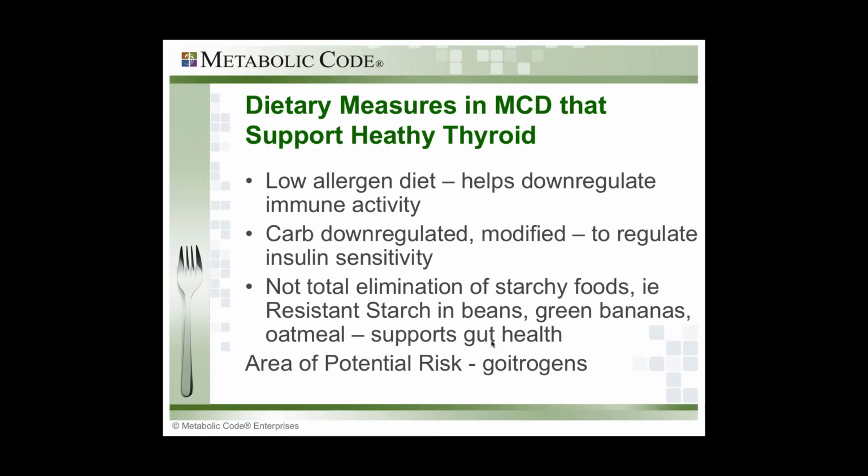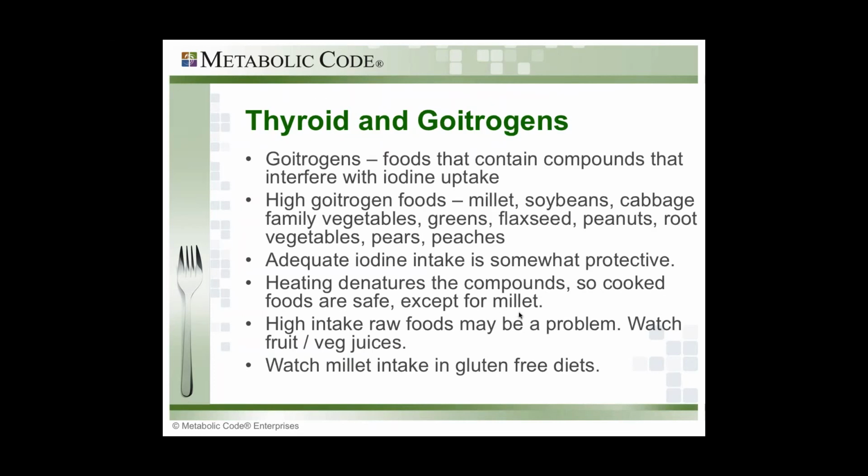Well, as you know, on the metabolic code diet, I hope some of you know this, we promote that people eat a lot of vegetables, non-starchy vegetables. Well, those can be sources of goitrogens. So what comes up is, can you overdo it and eat too many vegetables and take in too many goitrogens, and in that way affect the thyroid? So let's talk about goitrogens.